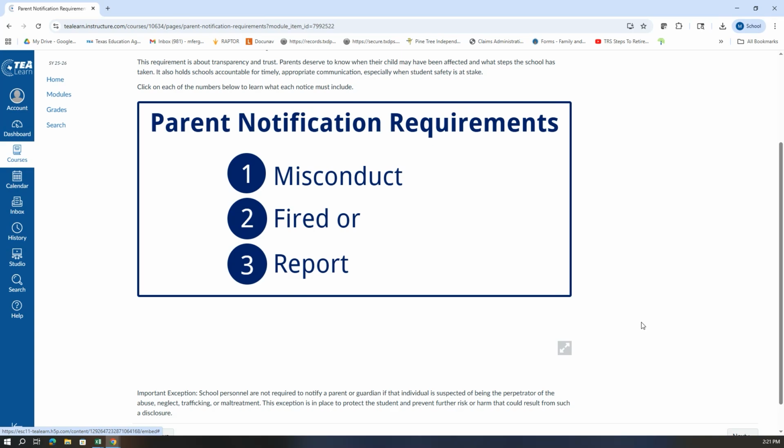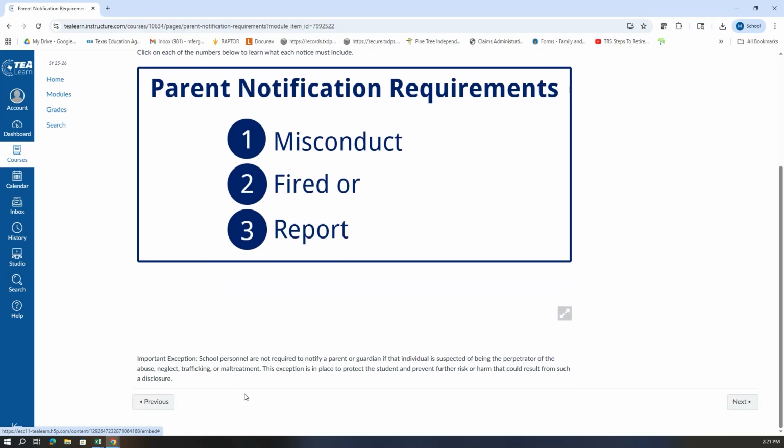Parent notification requirements. Important exception. School personnel are not required to notify a parent or guardian if that individual is suspected of being the perpetrator of the abuse, neglect, trafficking, or maltreatment. This exception is in place to protect the student and prevent further risk or harm that could result from this disclosure.